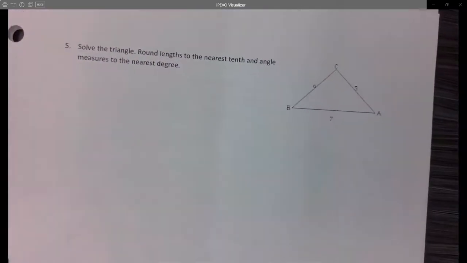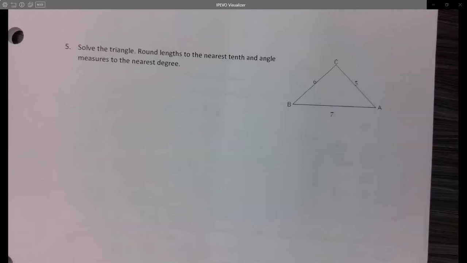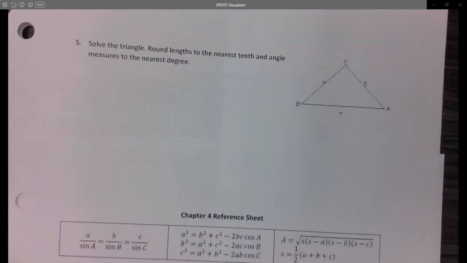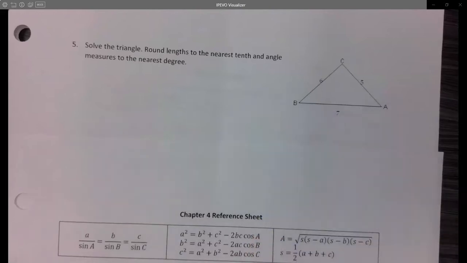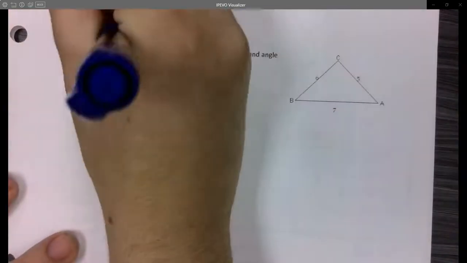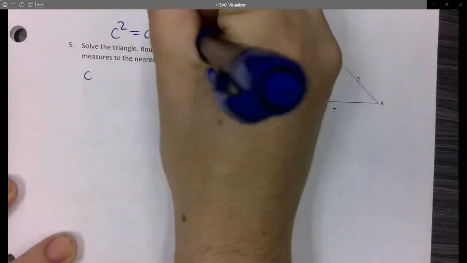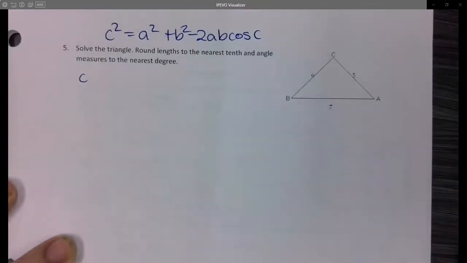Okay, this one wants me to solve the triangle and round my lengths to the nearest tenth and the angle measure to the nearest degree. Because I have three sides given, I'm going to want to use my law of cosines. I want to start off with my largest side length as my one it equals, so this is C, and I'm going to plug into that formula. So I'm going to have, I was going to write this up above, C squared equals A squared plus B squared minus 2AB cosine C.